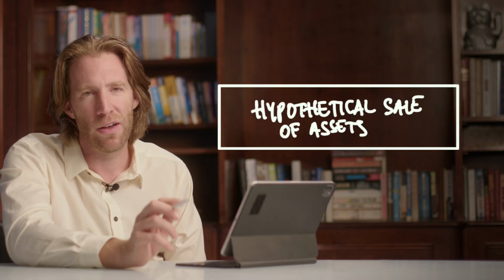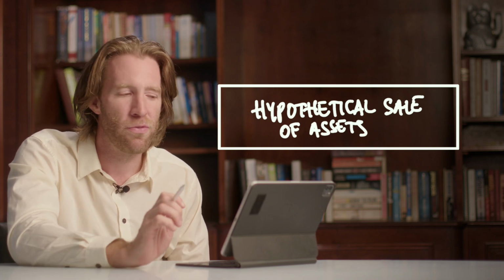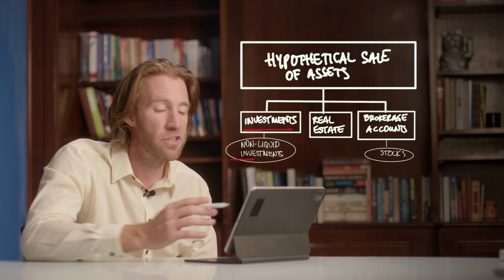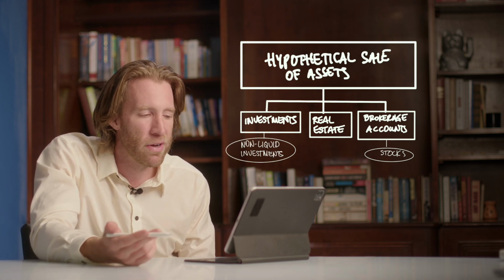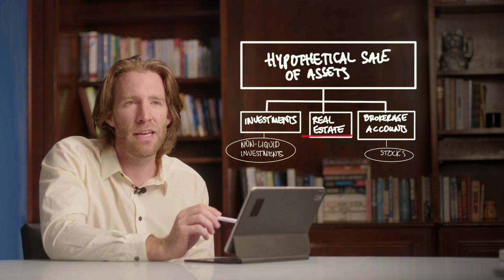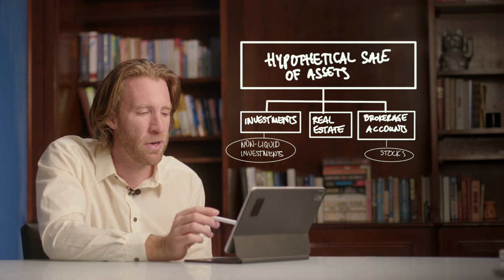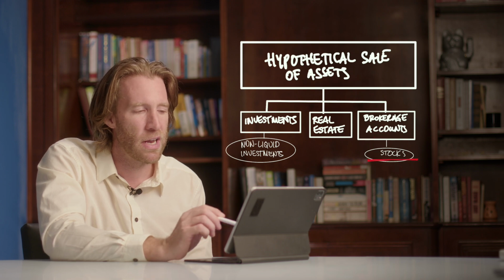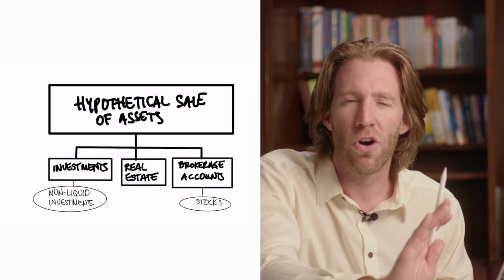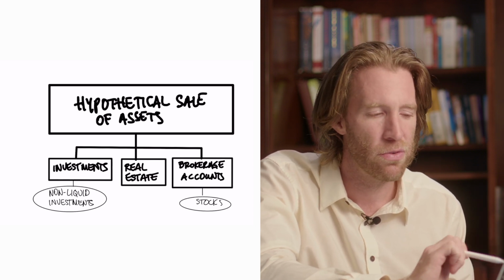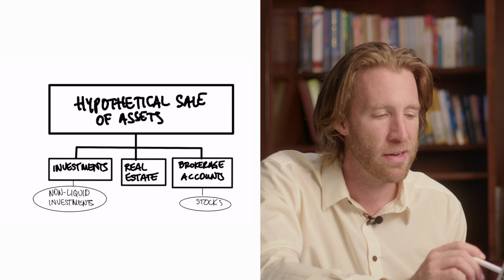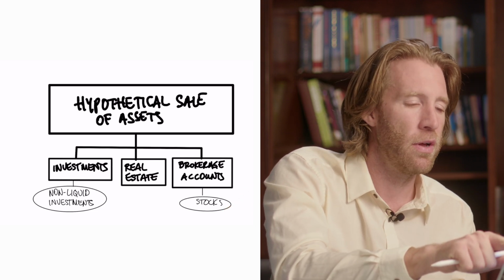The first question on exit tax is, what is an exit tax? An exit tax is a hypothetical sale of all of your assets on the day before you renounce. This could be investments, such as non-liquid investments, like an investment in a private equity fund, any real estate or other companies that aren't liquid, and then of course brokerage accounts, right? So stocks, bonds, etc. All these assets are hypothetically sold as of the day of your renunciation. So you have to value all the non-liquid assets, all the real estate, and then of course you get the value of the stocks at the closing the day before you renounce.